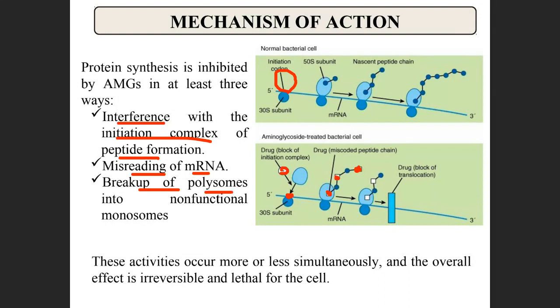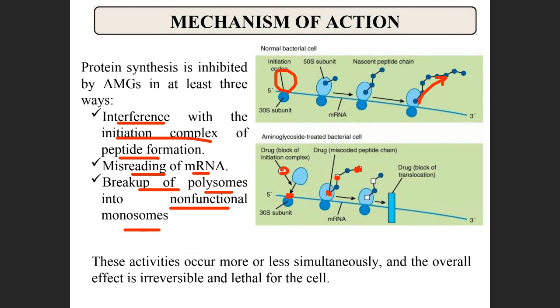So if a certain number of amino acids are joining together, it leads to the formation of protein. But here, in the third mechanism, what does it do? It causes premature breaking of the polysomes into non-functional monosomes. So if the complete chain is not formed, if it is broken down in the middle, then also it will lead to inhibition of protein synthesis.